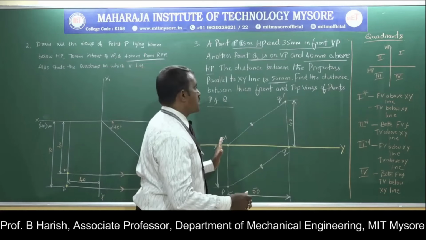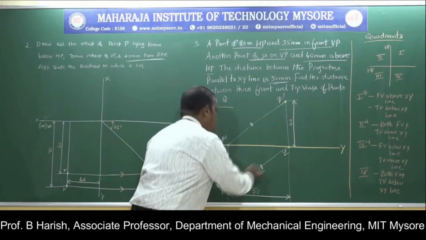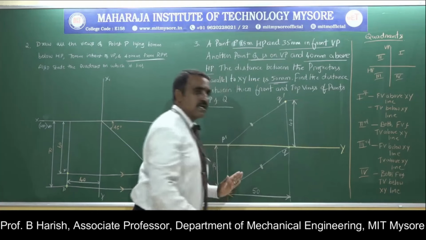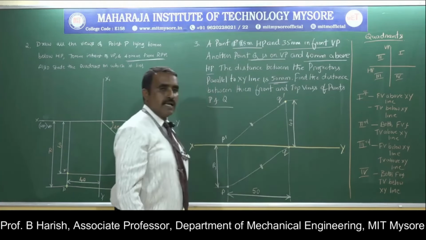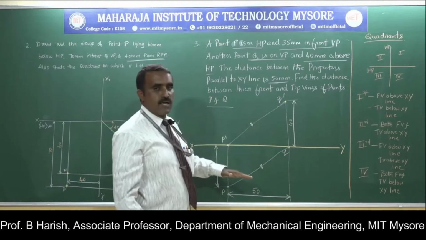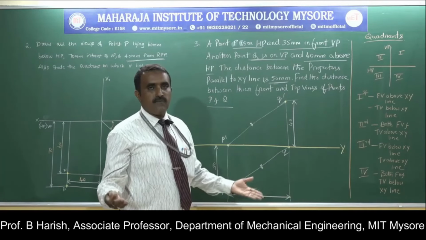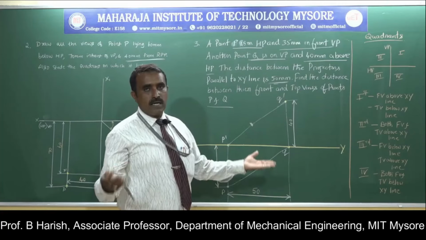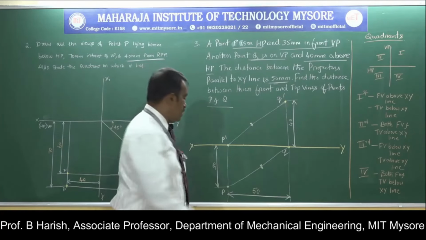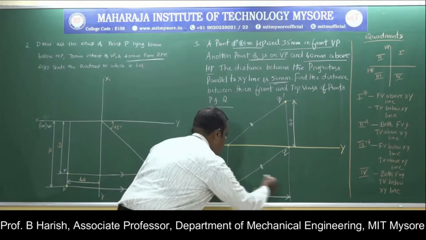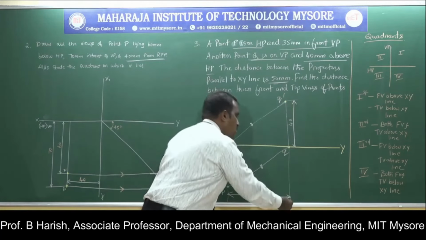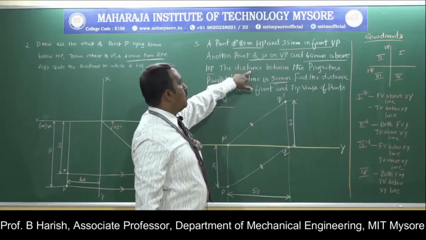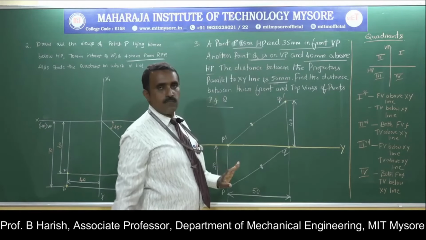So the distance between the projectors: this is one projector, and somewhere here I will get the other projector. The distance between the projectors parallel to the XY line, this is your XY line, is 50 mm. That is nothing but the convenient distance that was given in the first problem. So from this projector I will measure a distance of 50 mm, and on this vertical projector I will locate the projection of point Q.